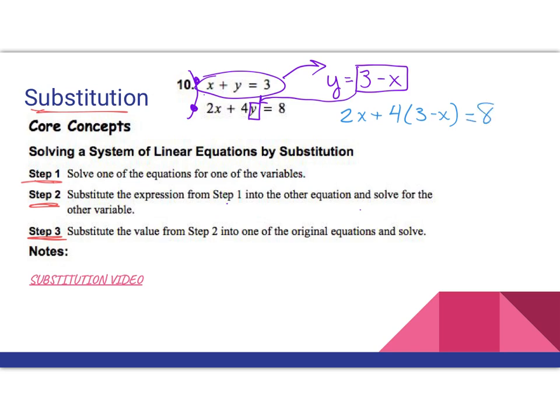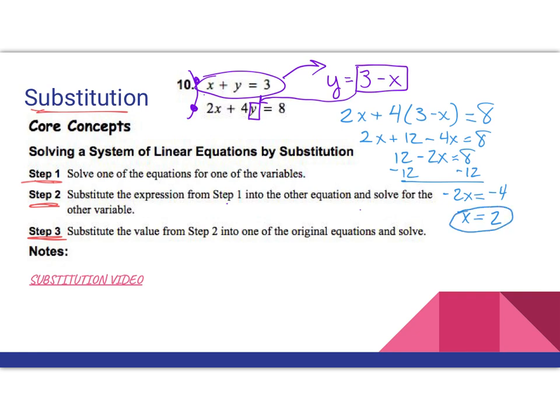Now you use your algebraic skills that we've been working on this whole last trimester, and we're going to distribute the 4. So I've got 2x plus 12 minus 4x equals 8. Then I'm going to combine the x's, so I get 12 minus 2x equals 8. Now minus the 12. And I have negative 2x is negative 4. So x is, dividing both sides by negative 2, I end up with x is a positive 2. I've got half of my answer.